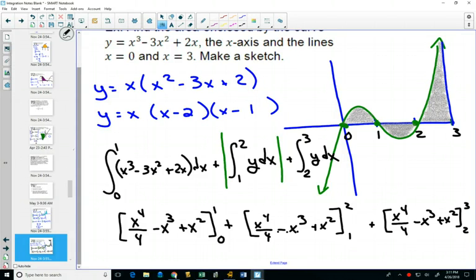And remember that this part is in absolute values.